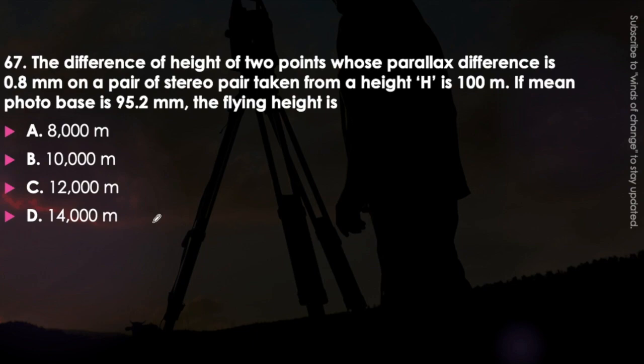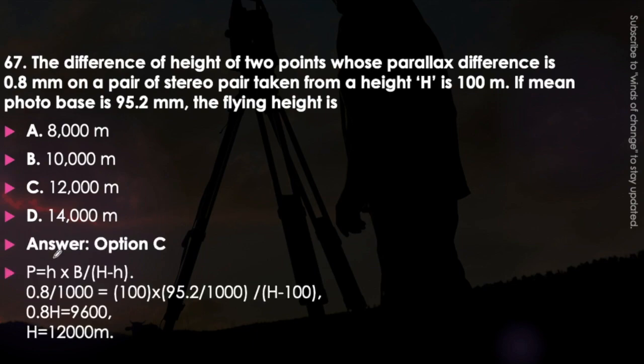So what will be the formula for it? The formula will be parallax equal to h into B upon H minus h. Okay, where it is being given that the parallax difference between 2 points is 0.8 mm. So putting it 0.8 upon 1000, this equals h into, where h is 100 meter, B, that is photo base, is 95.2 mm, which is kept here, 95.2 divided by 1000 to make it in meter, divided by flying height minus height at which the pair of stereo point is taken. So solving it, we will find out that flying height will be 12,000 meter. So option C will be the correct answer.